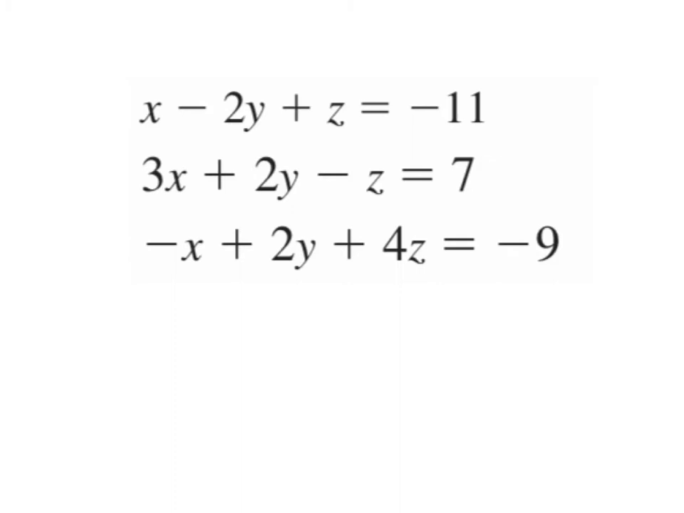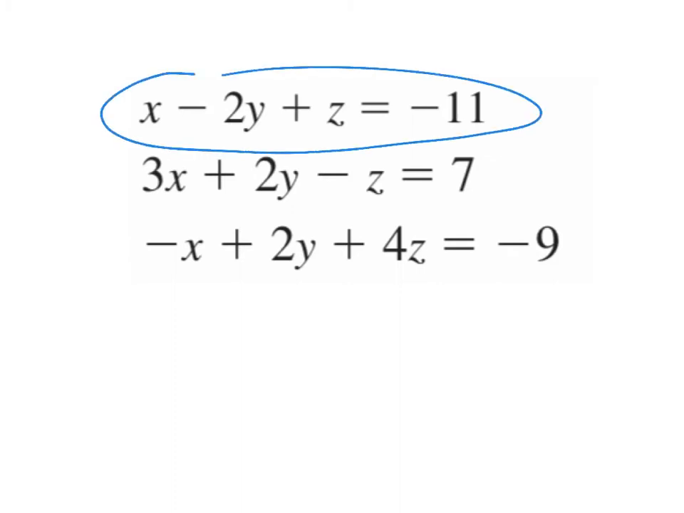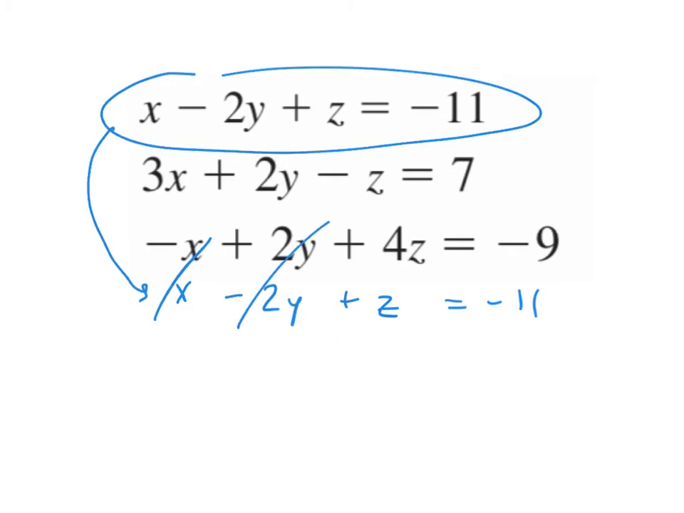We could do the first and the last and cancel out the x. Okay, so let's do the first and the last. I'm just going to rewrite the first down here, just to put them on top of each other. So our x's cancel out. What's 2y minus 2y? 0. So those cancel out. And then we have 4z plus z, which is 5z. And then negative 9 minus 11 is negative 20.